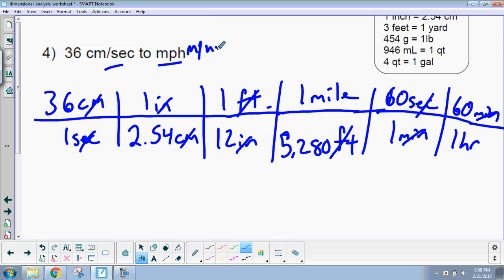Multiply it straight across. I use my fraction key. So on top of my fraction, I have 36 times 60. I'm not going to put the ones in there because that's not going to change anything. Times 60 again, all over 2.54 times 12 times 5,280. The ones won't change anything, so I'm just going to hit enter. Hit the SD button. Get this long decimal, but I get 0.81 miles per hour.